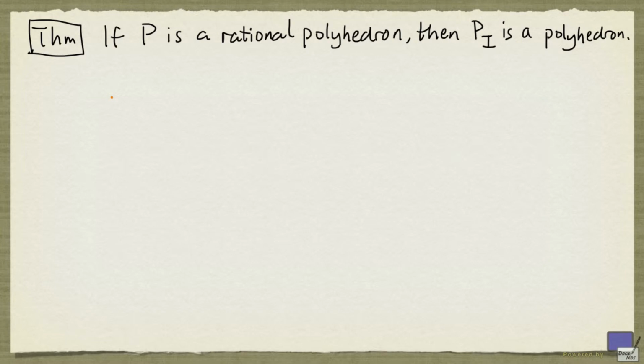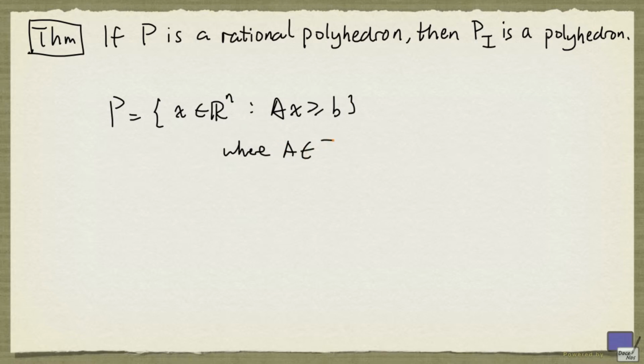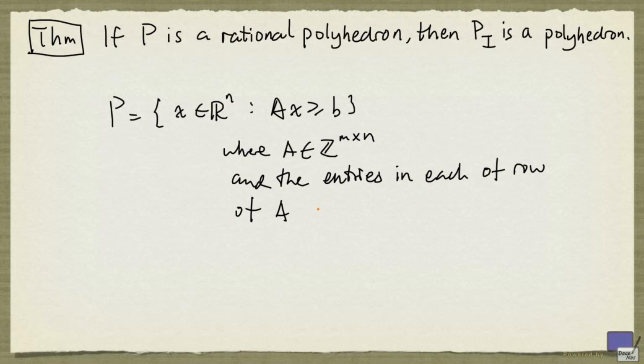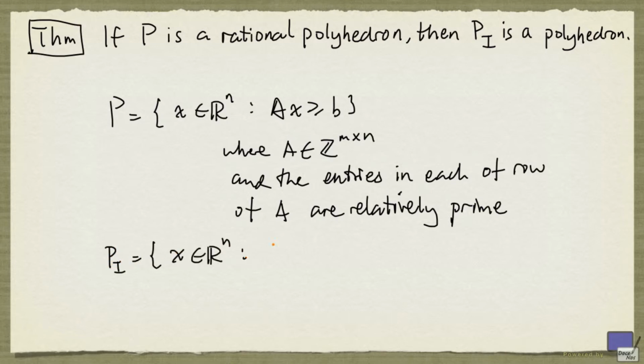First of all, one might be tempted to come up with a proof along the following line. Say P is given by x satisfying Ax ≥ b, where we may assume A has integer entries, and the entries in each row of A are relatively prime. That is, the greatest common divisor of the entries in each row of A is 1. And one might want to conclude that P_I is simply Ax ≥ ceiling of b. Here we are applying the ceiling function to each entry of b.